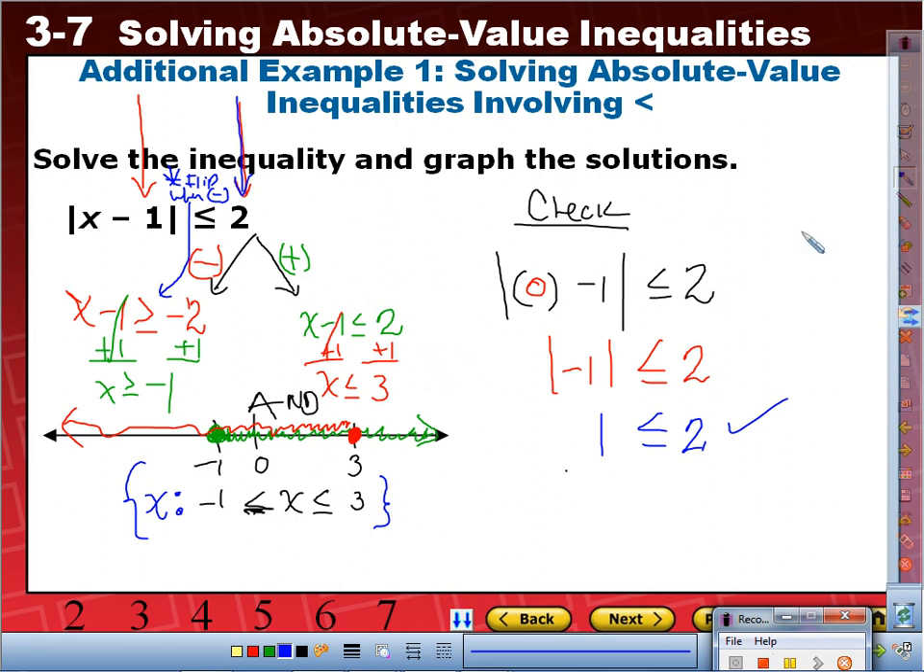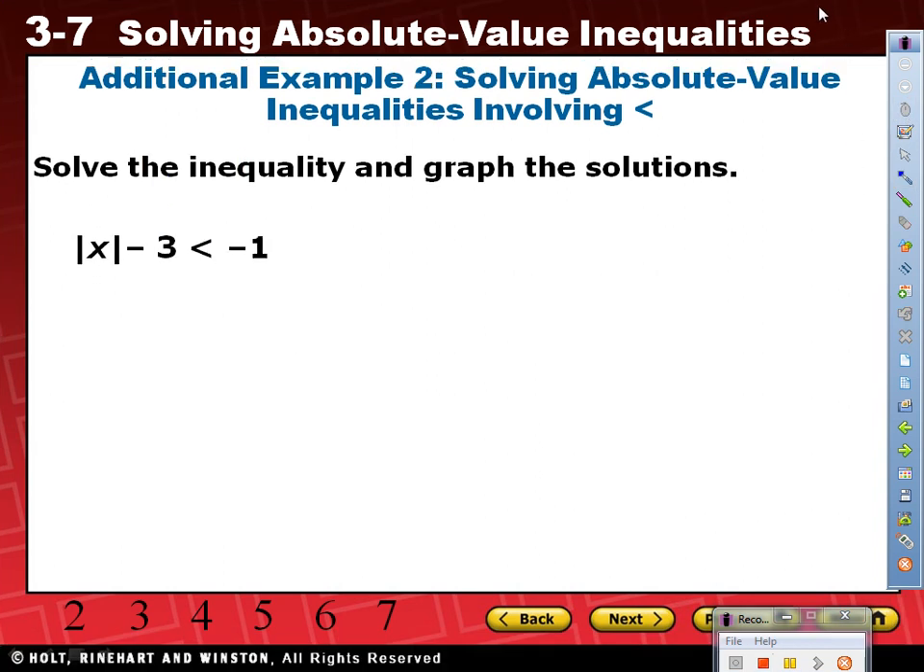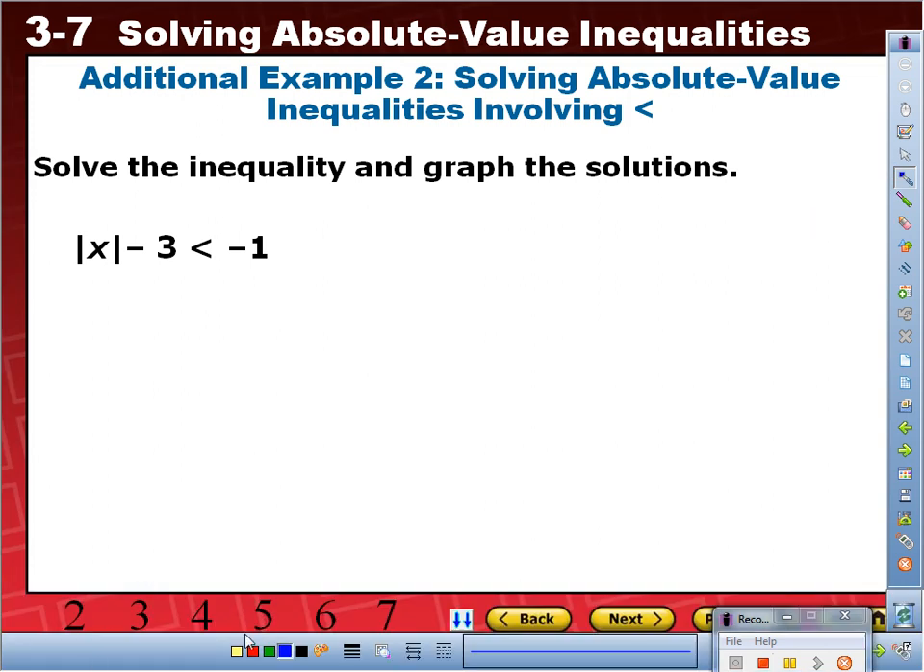Now that we have our solution set, let's go to number 2. Write this one right underneath that one, example 2. We're still on the left side. Here we go, example 2. Absolute value of x minus 3 less than negative 1. All right, let's do this one together. Let's see. Do we have anything outside the absolute value? Yes, what is it? A negative 3.